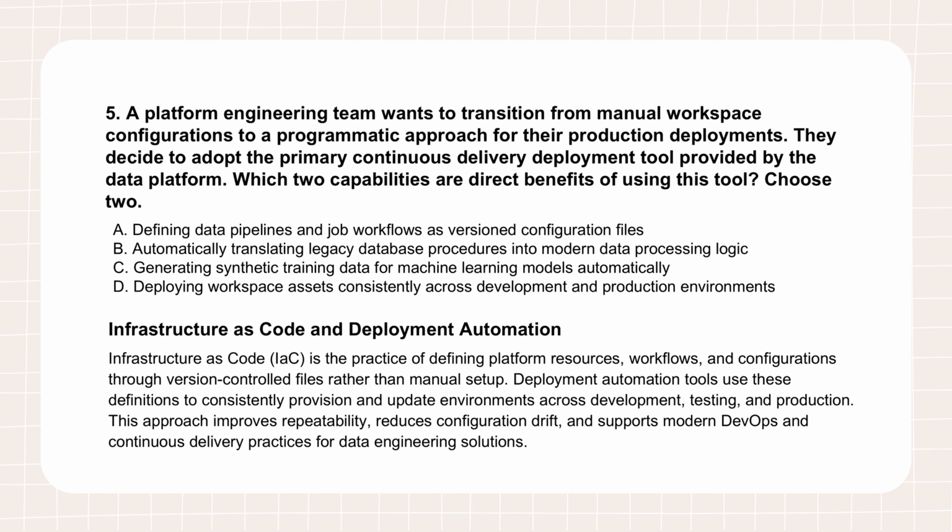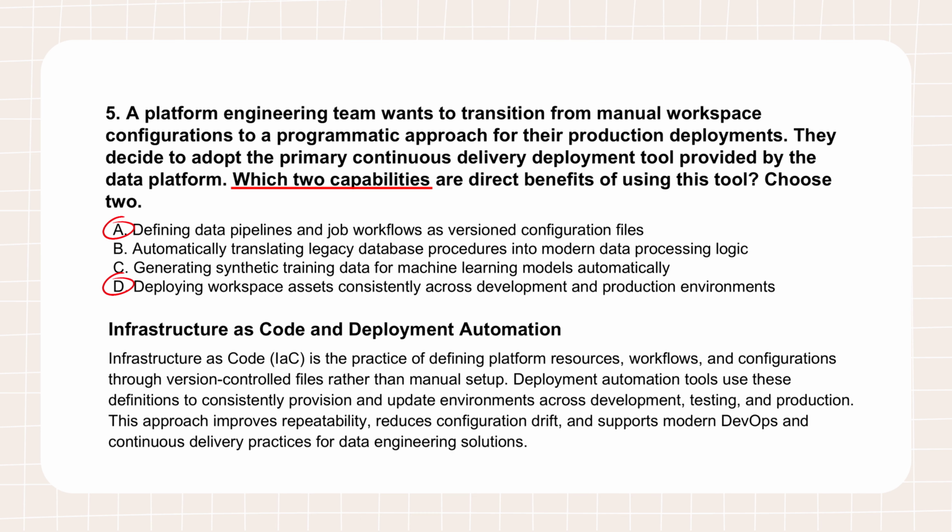A platform engineering team wants to transition from manual workspace configurations to a programmatic approach for their production deployments. They decide to adopt the primary continuous delivery deployment tool provided by the data platform. Which 2 capabilities are direct benefits of using this tool? Choose 2. The correct answer is AD.